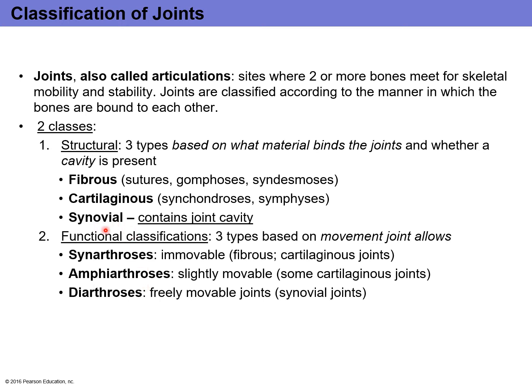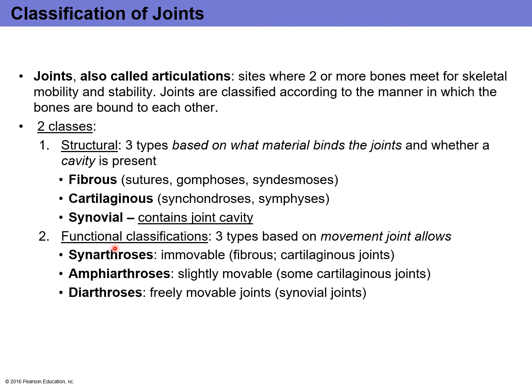The last structural classification is the synovial joint, and this is the one we'll be spending most of the time on. Synovial joints are very different from fibrous and cartilaginous joints because they contain a cavity. So there is more space existing between the bones that are meeting up. And we're going to see that in that cavity there's a lot more structure. There are numerous types of structures that we will find existing in a synovial cavity, and we're going to go through those.